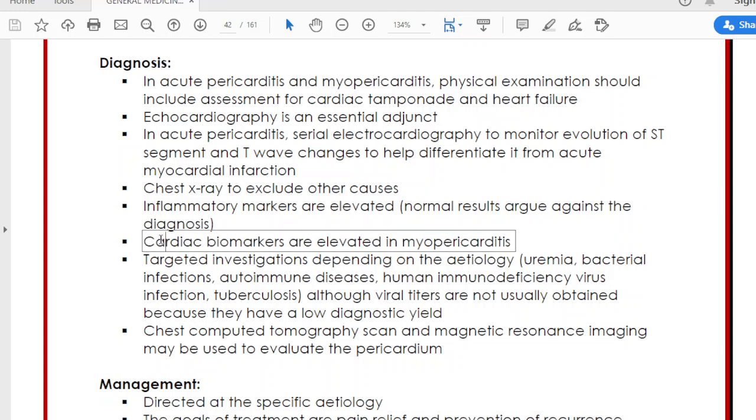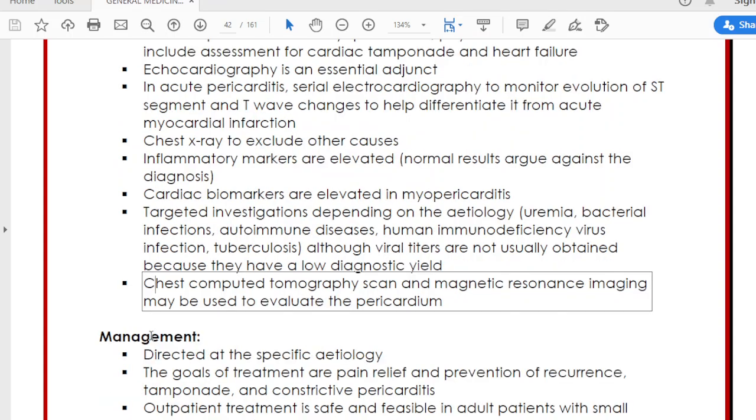Cardiac biomarkers are elevated in myopericarditis. Targeted investigations depending on the etiology: uremia, bacterial infections, autoimmune diseases, human immunodeficiency virus infection, tuberculosis, although viral titers are not usually obtained because they have a low diagnostic yield. Chest computed tomography scan and magnetic resonance imaging may be used to evaluate the pericardium.